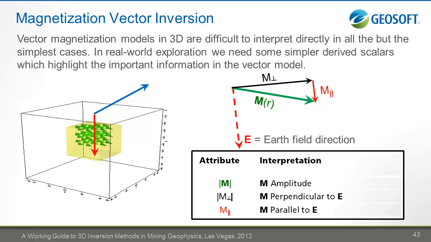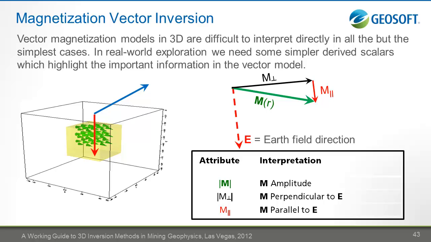So what we've found is that if you want to use this method in practical exploration, there are a number of attributes from the recovered vector model that are much easier to interpret. And the most robust and useful of these is the amplitude of the magnetization itself. That quantity is the amplitude of these vectors, and is robust and very informative.